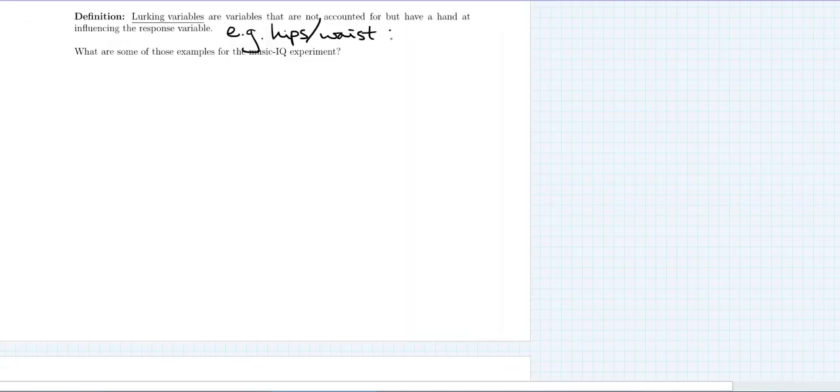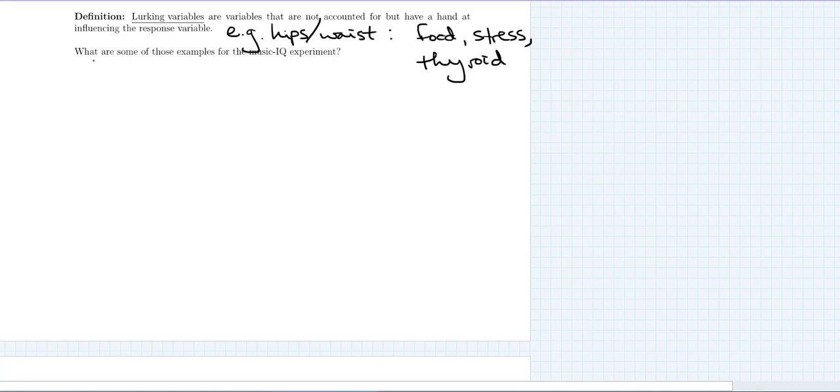It could also be the type of food you eat, right? How much stress you have. Maybe you have a chemical imbalance, so you have a thyroid issue or something. You know, there are lots of things that influence the size of your waist. Okay, it's not just the size of the hips, and lurking variables really are a big deal when you're talking about observational data that is not controlled in any way.